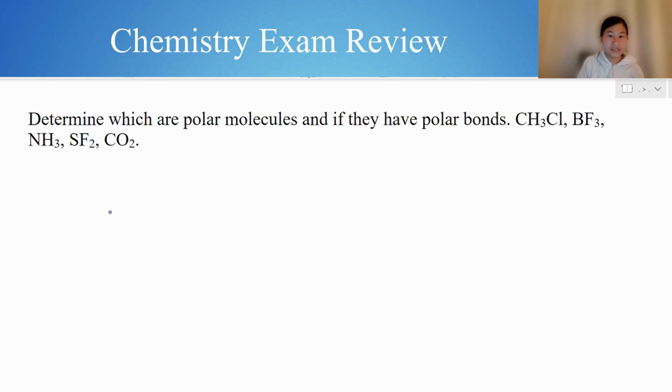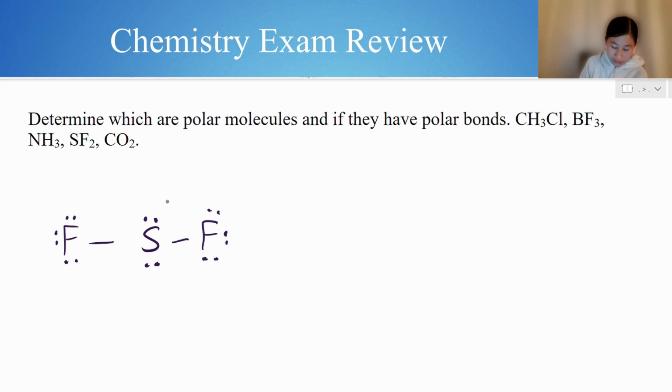Now let's do SF2. So SF2 has sulfur in the center, along with the fluorine atoms, and 2 lone pairs on the sulfur atom. And we want to know if this is polar or nonpolar. Well, check the electronegativity values again for sulfur and for fluorine, and you will see that fluorine has a higher electronegativity value, meaning that electrons want to hang out more around fluorine. So the dipole moments are this way.